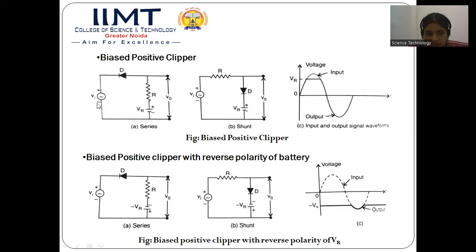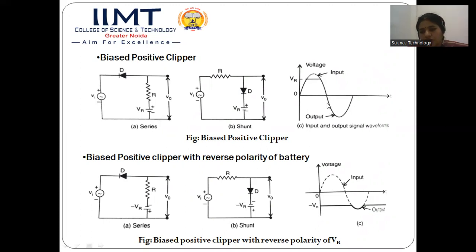Now let us consider the second half cycle, that is the negative half cycle in the series biased positive clipper. During the negative half cycle, this diode will become forward biased, and as per VR it is already forward biased. So the diode is always forward biased in the negative half cycle. If it is forward biased, there will be current in the circuit and we will always get the output voltage, or VO will always be there. So all the voltage which was in the input has been reproduced in the output.